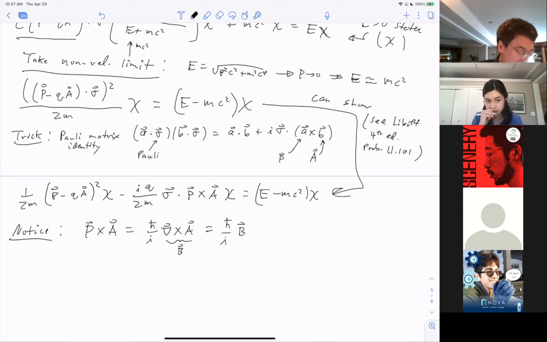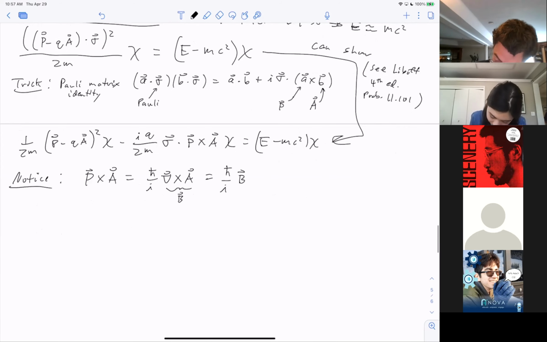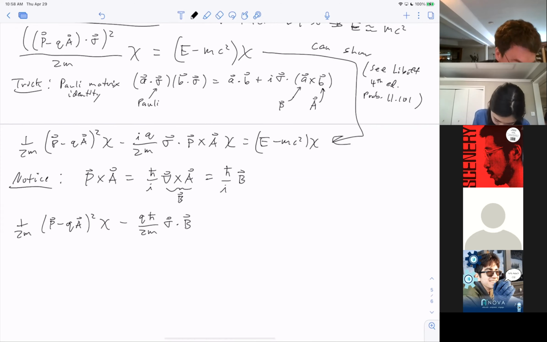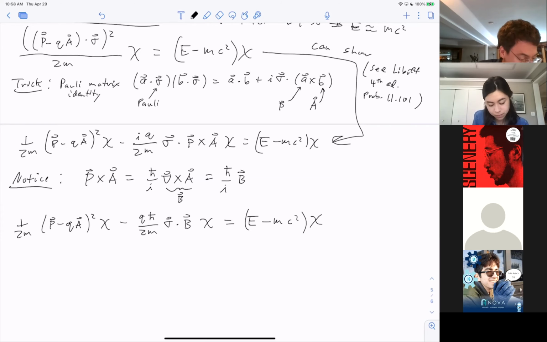That's very cool. And so that means that I can rewrite that equation like this: 1 over 2m, (p minus qA) squared chi, minus q h bar over 2m sigma dot B times chi, is equal to E minus mc squared times chi. And that's basically it. We're kind of done, but let's just notice some things.